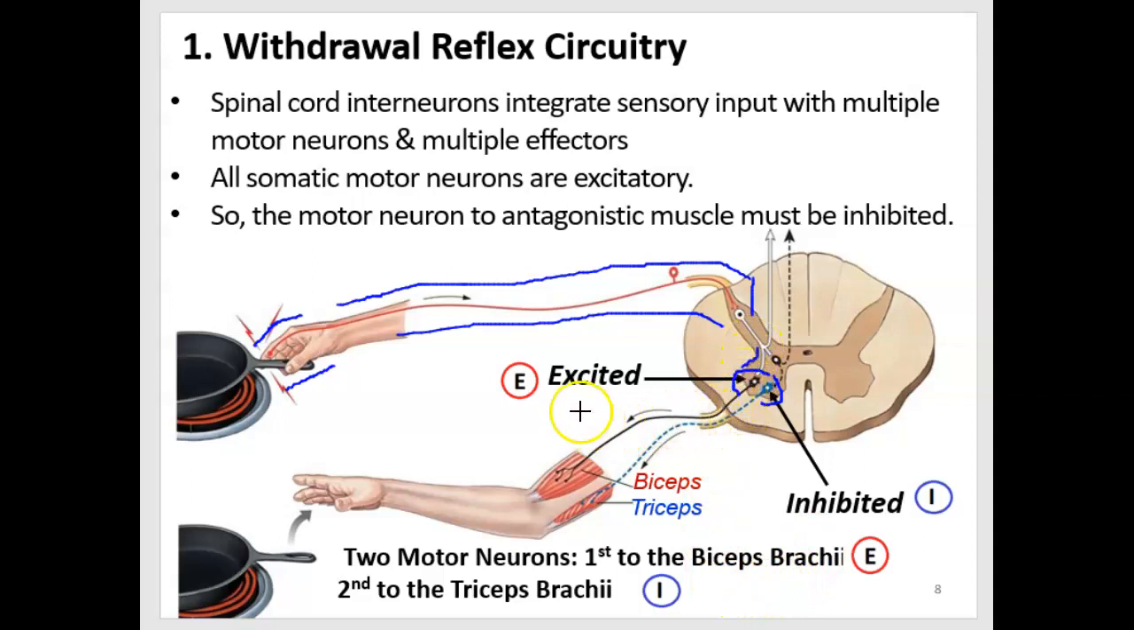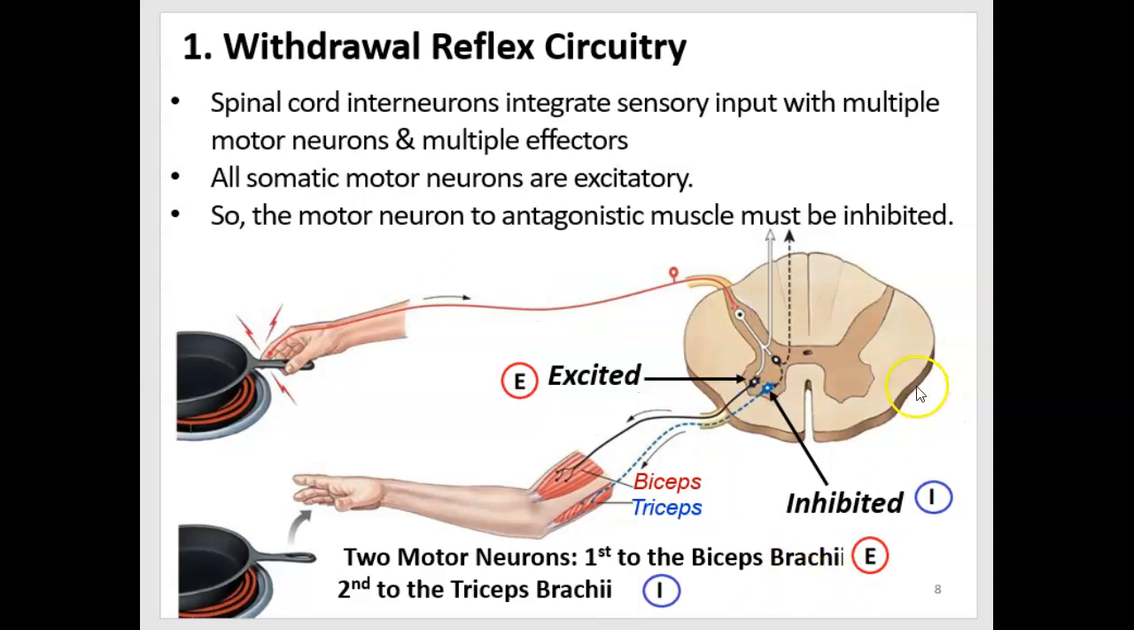One of the motor neurons will be excited and the other will be inhibited, which is perfect because the neuron that goes to the biceps brachii is causing the biceps brachii to contract, whereas the motor neuron that goes to the triceps is inhibited, making the triceps brachii inhibited. So that's how an interneuron in the spinal cord, or a series of interneurons, can result in two effectors being controlled.